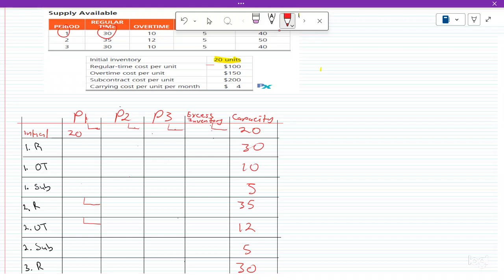The cost for initial value, again they did mention that it's 0. Then the cost for this one is going to be 4, then here it's going to be 8. So that's your holding cost now. Then the cost for regular is 100, for the overtime it's 150, then for subcontracting is 200.